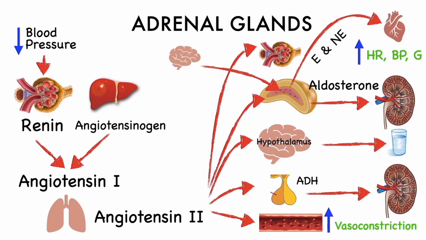ADH will be dumped into the blood, make it all the way to the nephrons of the kidney, and cause the kidneys to create these aquaporins to increase more water reabsorption. And if you have more water, you will once again increase blood pressure and restore homeostasis. Also, angiotensin II can tell the hypothalamus, hey, I'm thirsty, and so what do you do? You go for some water, and once again, you drink water, you restore blood pressure and blood homeostasis.